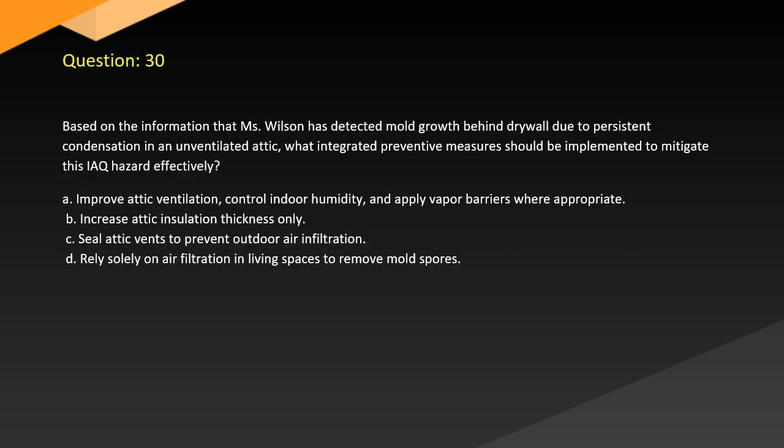Question 30. Based on the information that Wilson has detected mold growth behind drywall due to persistent condensation in an unventilated attic, what integrated preventive measures should be implemented to mitigate this IAQ hazard effectively? A. Improve attic ventilation, control indoor humidity, and apply vapor barriers where appropriate. B. Increase attic insulation thickness only. C. Seal attic vents to prevent outdoor air infiltration. D. Rely solely on air filtration in living spaces to remove mold spores.